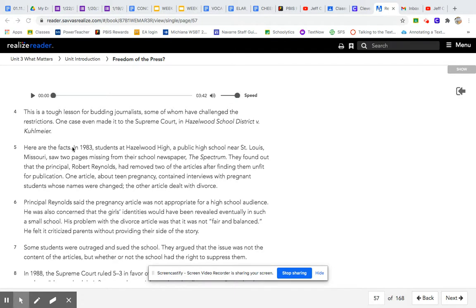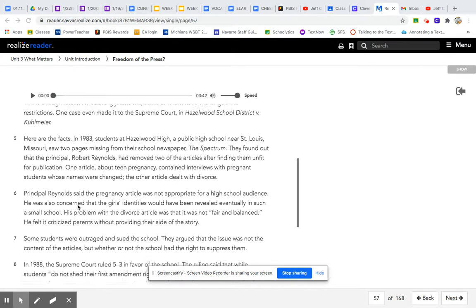Here are the facts. In 1983, students at Hazelwood High, a public high school near St. Louis, Missouri, saw 2 pages missing from their school newspaper, The Spectrum. They found out that the principal, Robert Reynolds, had removed 2 of the articles after finding them unfit for publication. One article, about teen pregnancy, contained interviews with pregnant students whose names were changed. The other article dealt with divorce.